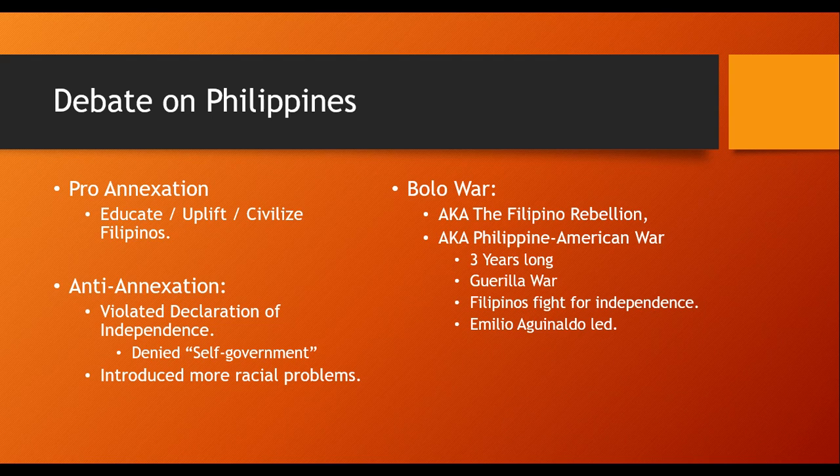And because we annex them, many of the Filipino rebellion individuals, including Emilio Aguinaldo, look at this as a grievous insult, that they were fighting for independence alongside American soldiers from Spain. And instead of gaining independence, they simply went from being a Spanish territory to an American territory. And so this starts a guerrilla war called the Bola War by some, the Filipino Rebellion, sometimes called the Philippine-American War. It lasts 3 years.